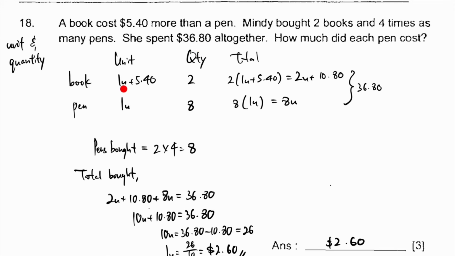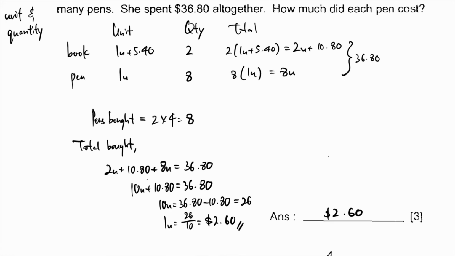So 1U plus 5.40, what's 2 of that? That is 1U times 2, which is 2U, and 5.40 times 2, which is $10.80. Okay, 1U, give me 8 of that. That's 8 units. So we can form an equation right here. These two must add up to become $36.80. So this is my equation. 2U plus 10.80 plus 8U is 36.80.